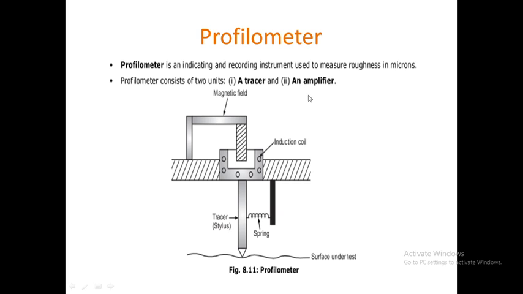and finally the amplified voltage will be fed to an electronic recorder, which will generate the pattern of the roughness of the surface, and finally using that pattern we can determine the roughness value of the surface which is under consideration.